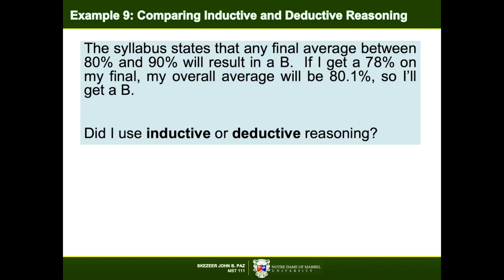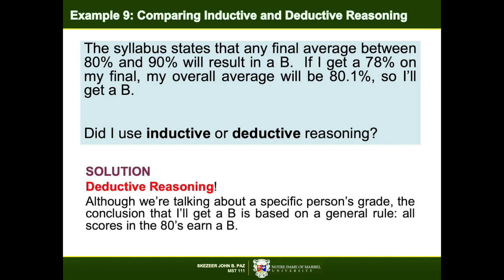Here is another example. The syllabus states that any final average between 80% and 90% will result in a B. If I get a 78% on my final, my overall average will be 80.1%. So, I'll get a B. Did I use inductive or deductive reasoning? You may now pause the video and then analyze the problem.